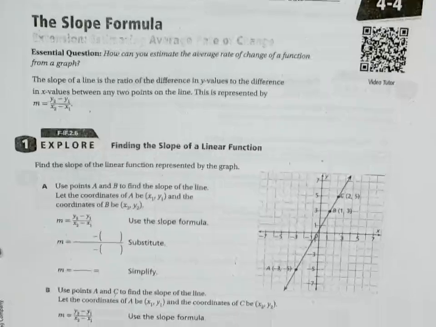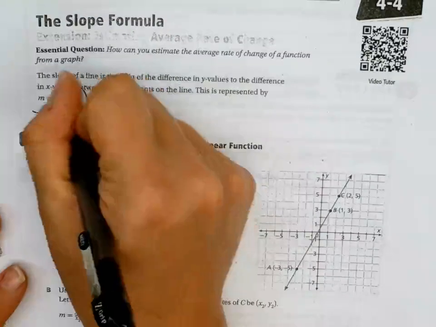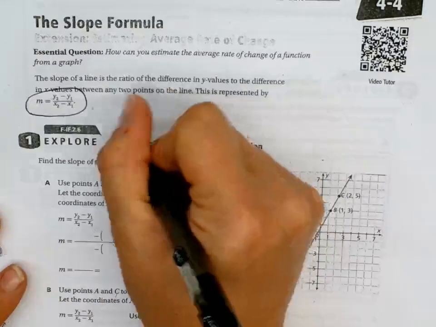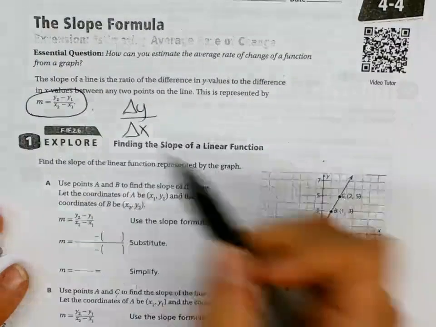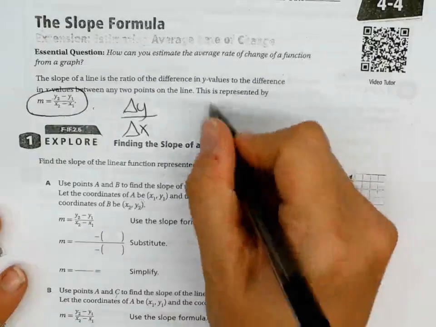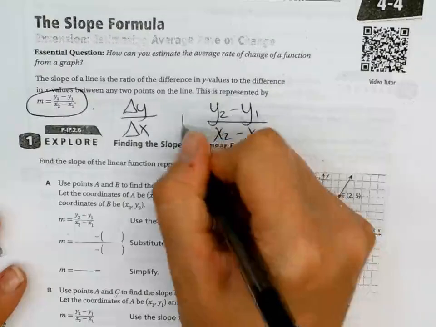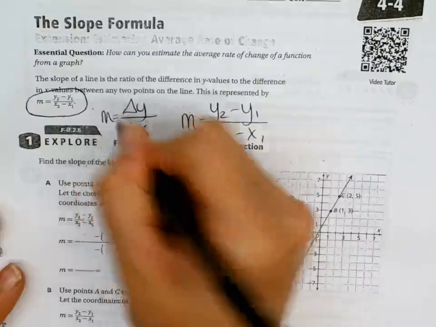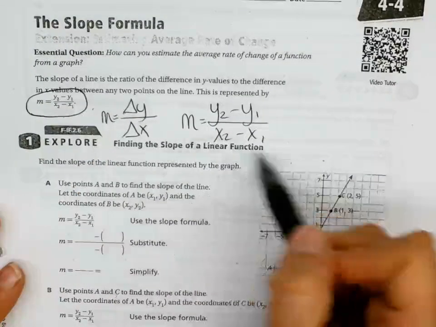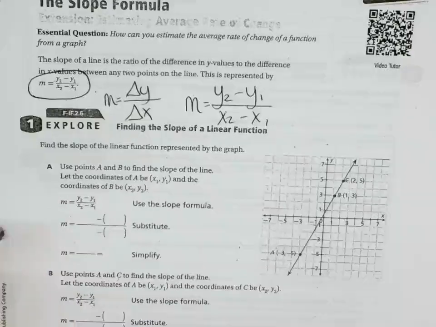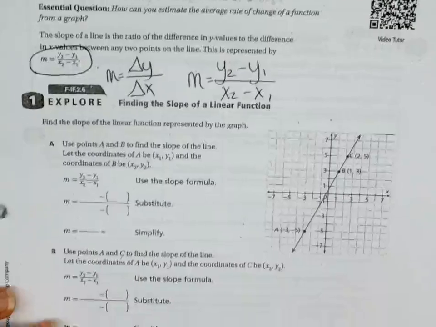Alright, so the slope formula is the change in y over the change in x, right? Delta just means change. So it's your y2 minus your y1 over x2 minus x1. So your slope equals subtract your y's over subtract your x's, okay? It doesn't matter which one's point 1 and which one's point 2 as long as you stay consistent.